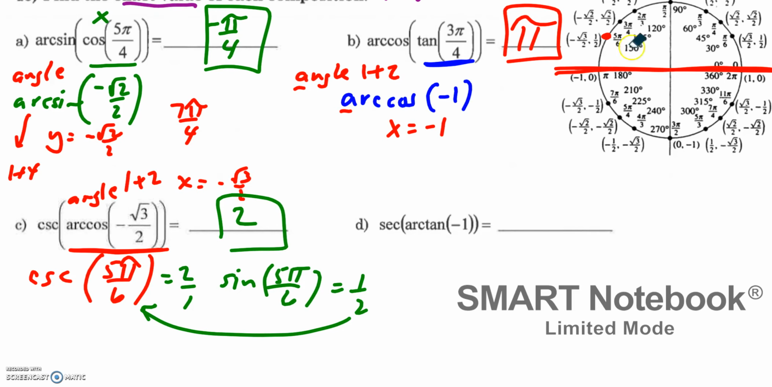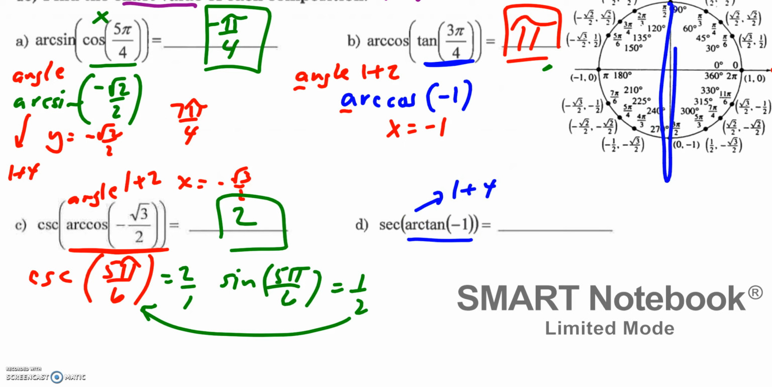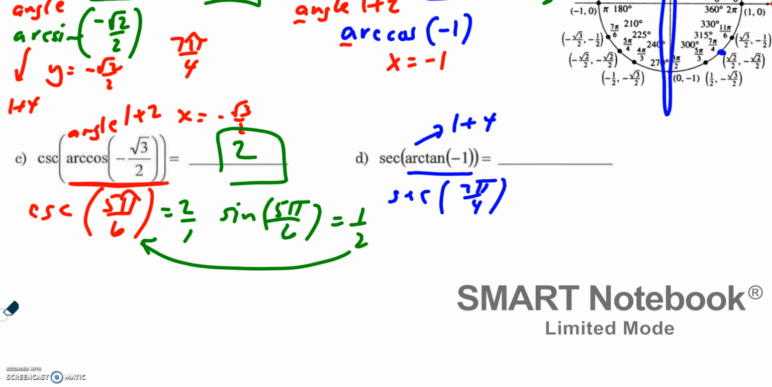And lastly, in this section, and we'll probably have to move to another video in just a bit, we want to find the secant of the arctangent of negative 1. Well, the angle here is restricted to quadrants 1 and 4. So we want to find where the tangent value is negative 1. If it's positive 1 here, the tangent value is negative 1 here. So we're finding the secant of 7 pi over 4. Technically, with restrictions, you're finding the secant of negative pi over 4, but these are the same.